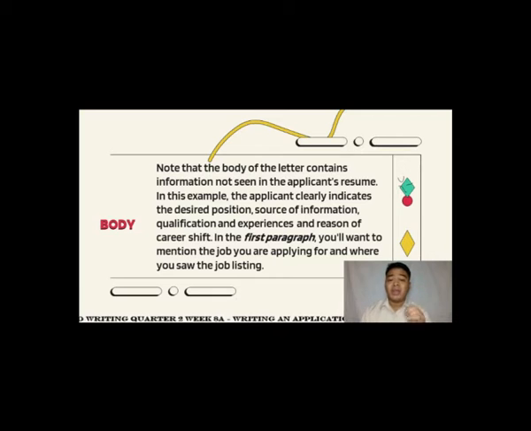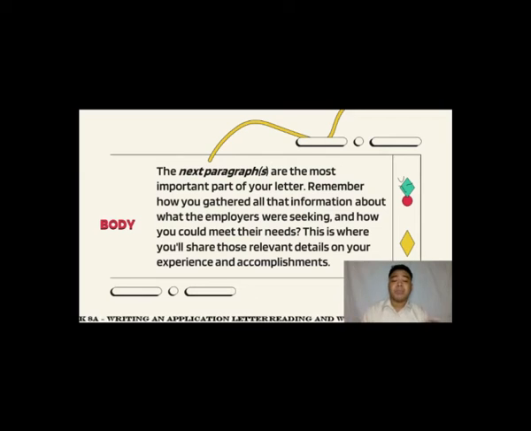Note that the body of the letter contains information not seen in the applicant's resume, which is what we have learned earlier. In this example, the applicant clearly indicates the desired position, the source of information, the qualification and experiences, and if any, the reason for career shift. In the first paragraph, you'll want to mention the job you are applying for and where you saw the job listing. The next paragraphs are the most important part of your letter.